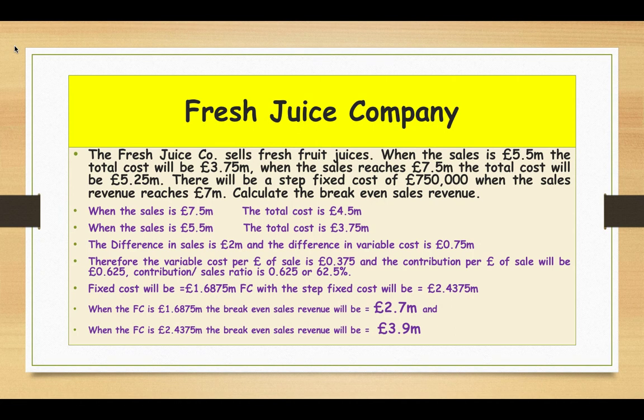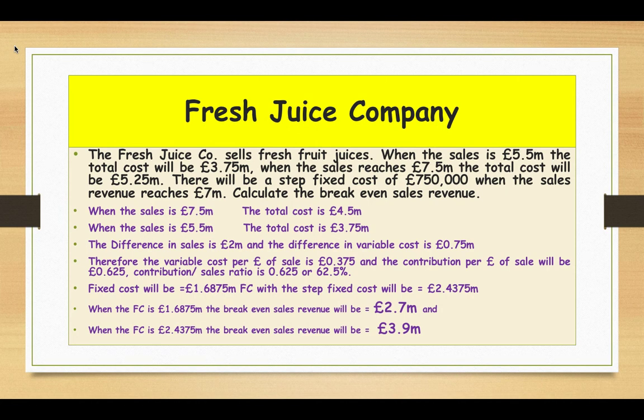times it by 0.375. So our total variable cost is going to be 2.8125 million. So from the total cost of 4.5 million, if we minus the 2.8125 million, you will get the fixed cost of 1.6875 million.